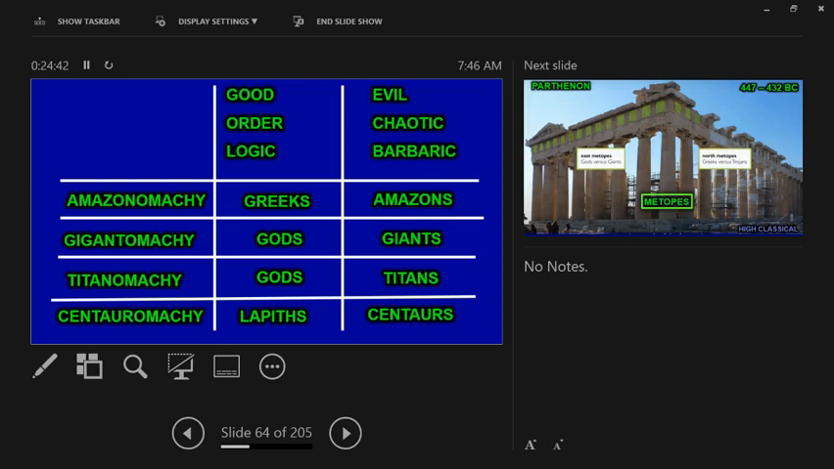The Greeks are symbolic of order and logic. They are the good guys. The Amazons are chaotic and barbaric. They are the bad guys. And same thing with the giants. The gods are the good guys because they support order and logic, where the giants were meant to sow chaos. And with the Centauromachy, it was the centaurs that were chaotic. And the Lapiths are the good guys because they project order. That is what I want you to remember from all these machies.